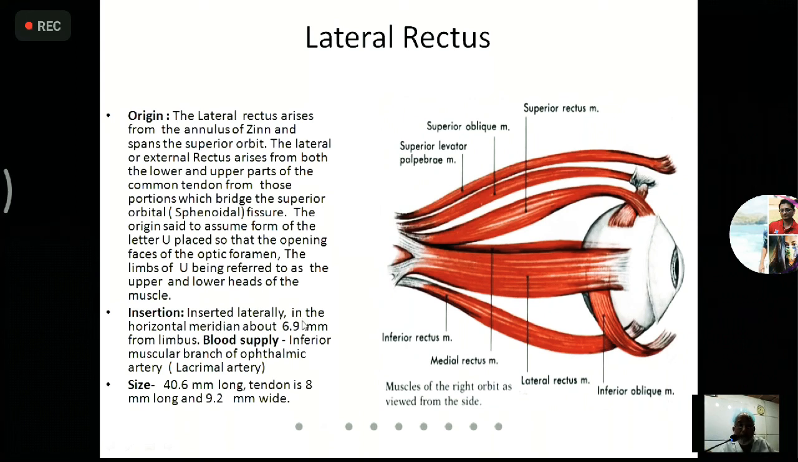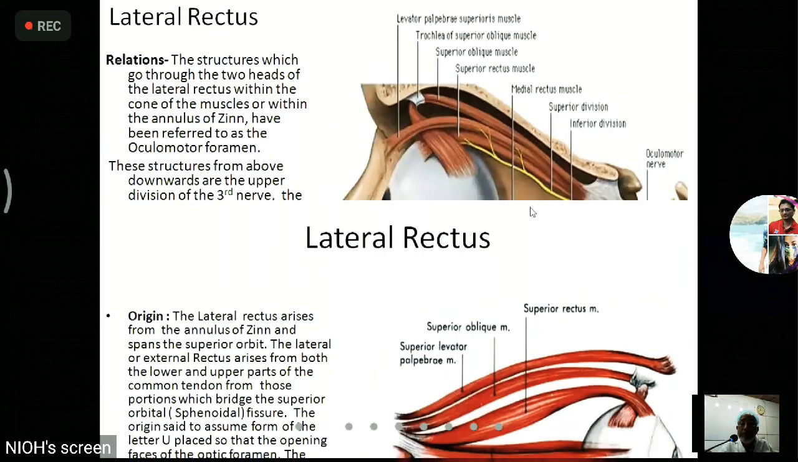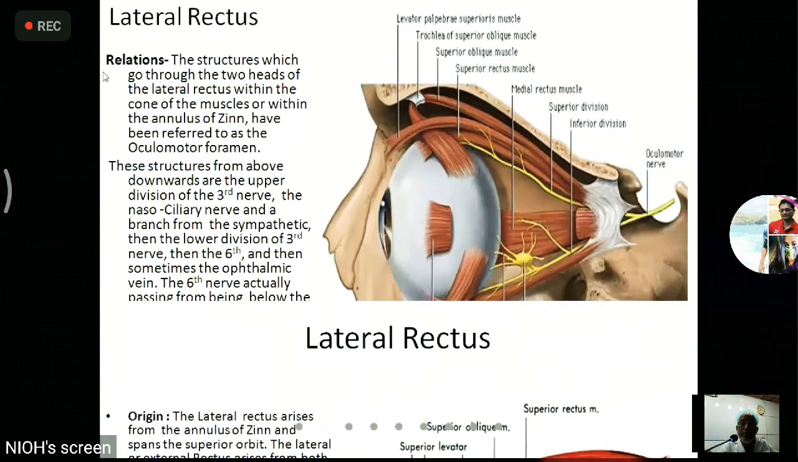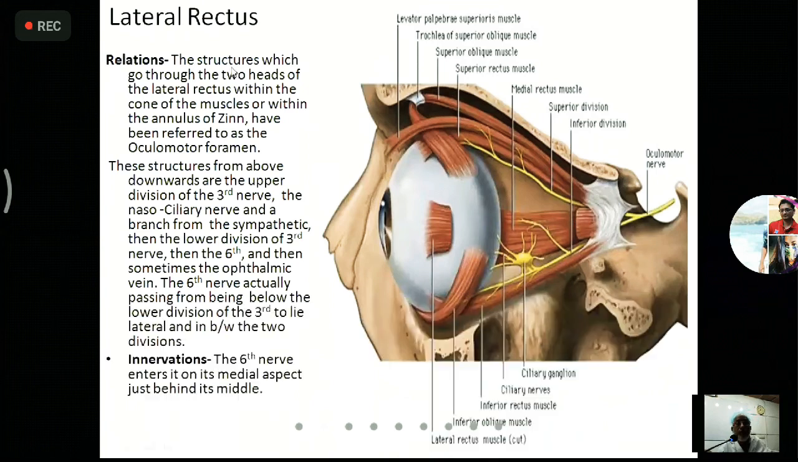Inserted laterally, 6.9 millimeter. Blood supply is the inferior branch of the ophthalmic artery, that's the lacrimal artery. It is 44.6 millimeter long, tendon is 8 millimeter long, and 9 to 12 millimeter wide. Relation: previously said in this picture, we have already described the relation.